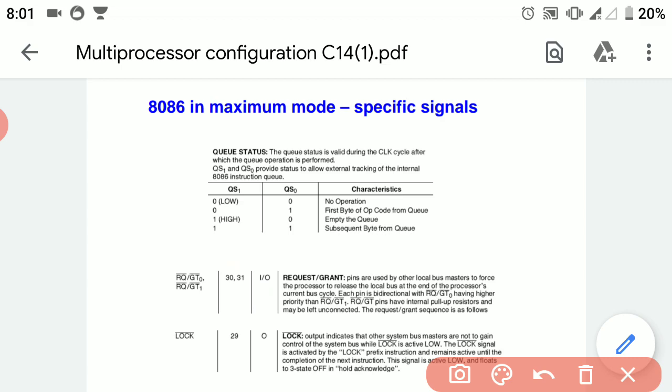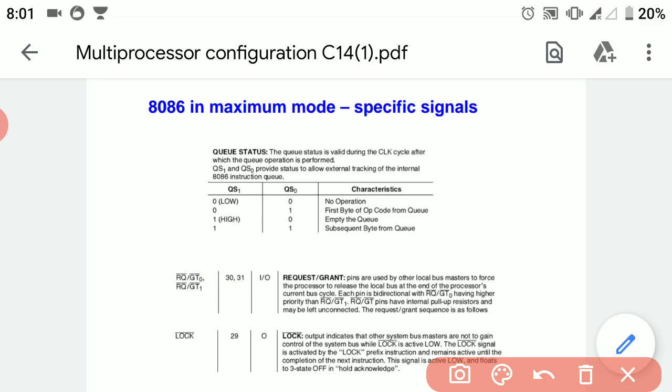Request and grant pins are used by the other local bus master, that is the other coprocessor, to force the main processor to release the local bus at the end of the processor's current bus cycle. Each pin is bidirectional. RQ/GT0 has higher priority than RQ/GT1. This pin, pin number 30, is RQ/GT0. This will have higher priority than the second one, RQ/GT1.